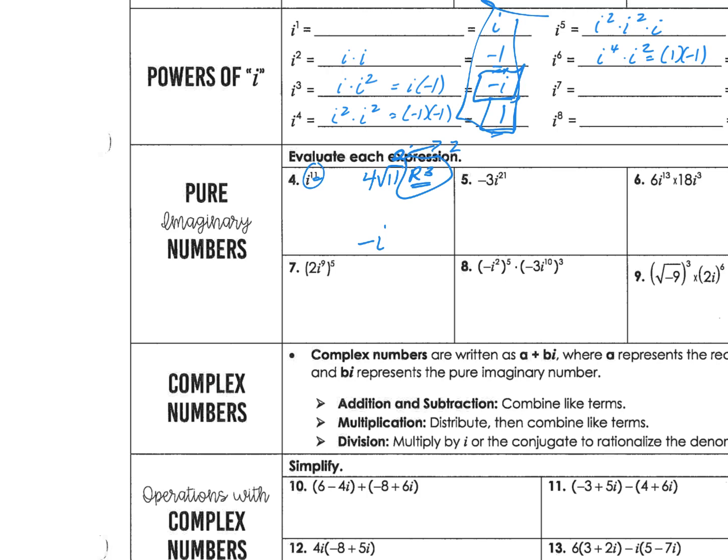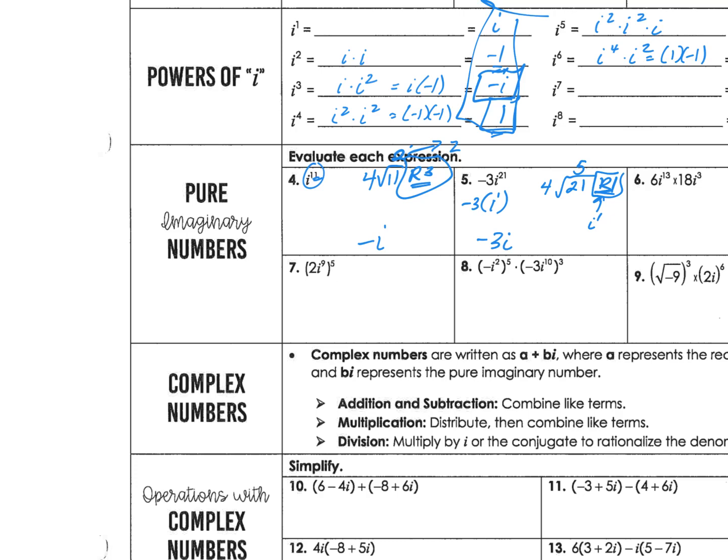So now we have negative 3 i to the 21st. What are we going to do? It'll be negative 3 times something. We're going to take 21 and divide it by what? How many iterations before it repeats? Iterations of 4, right? So 4 goes into 21 how many times? With a remainder of 1. Remainder of 1 means it's going to be what? What is i to the first? That's what the remainder of 1 means. It really means i to the first, because we have 5 i to the fourths and then an i to the first. So i to the first is just i. So this becomes negative 3 times i. So the answer is negative 3i. Get it?